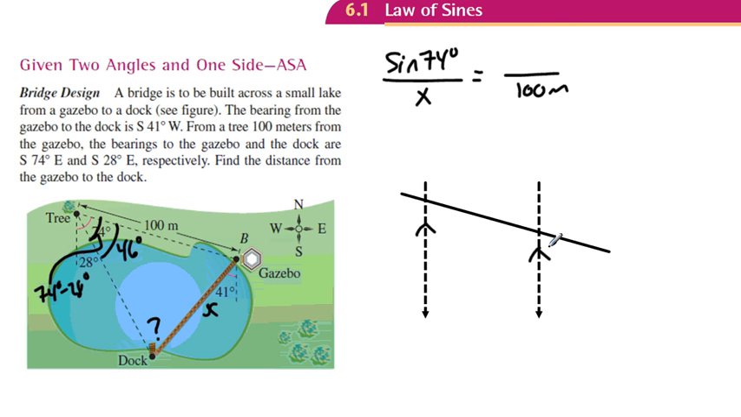How do you know that they're parallel, Mr. McCaffrey? Well, because they're both vertical, and I know that because it said in the problem that they're south. I can put these little markings that mean they are parallel lines. And this line is called a transversal.